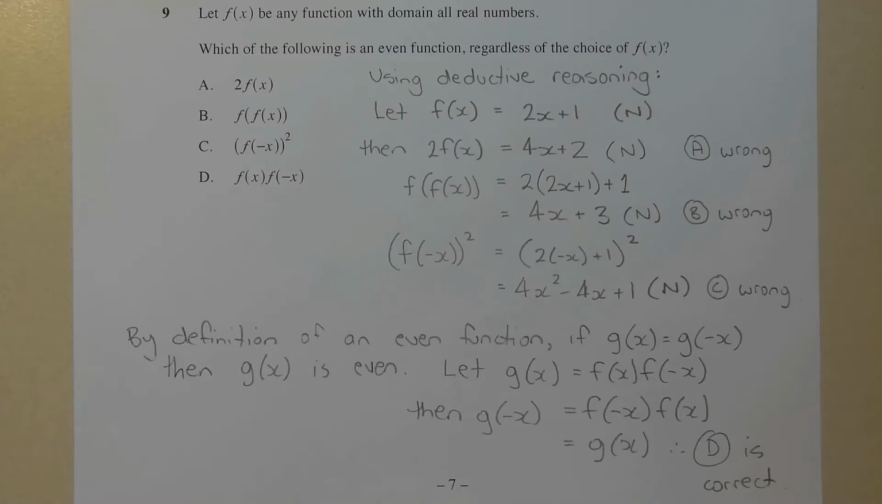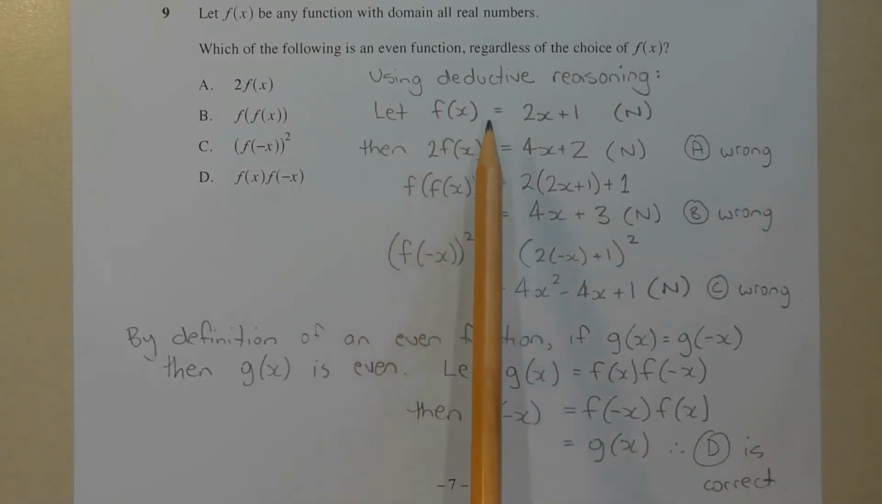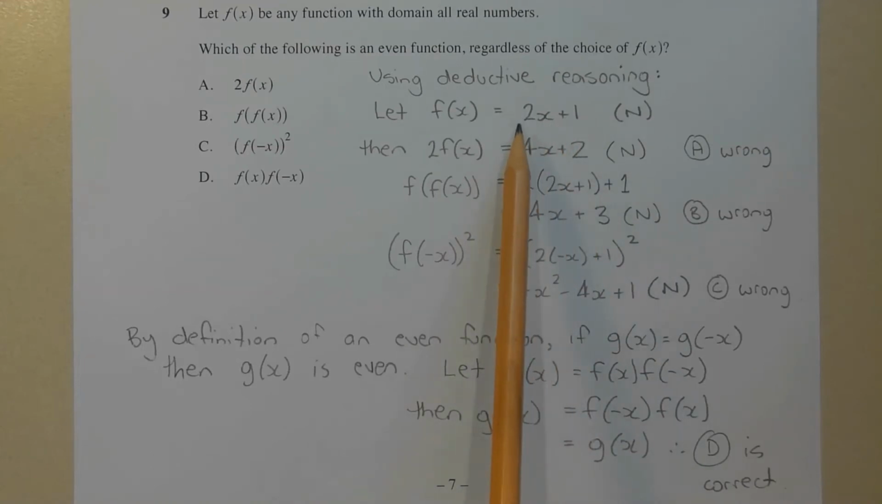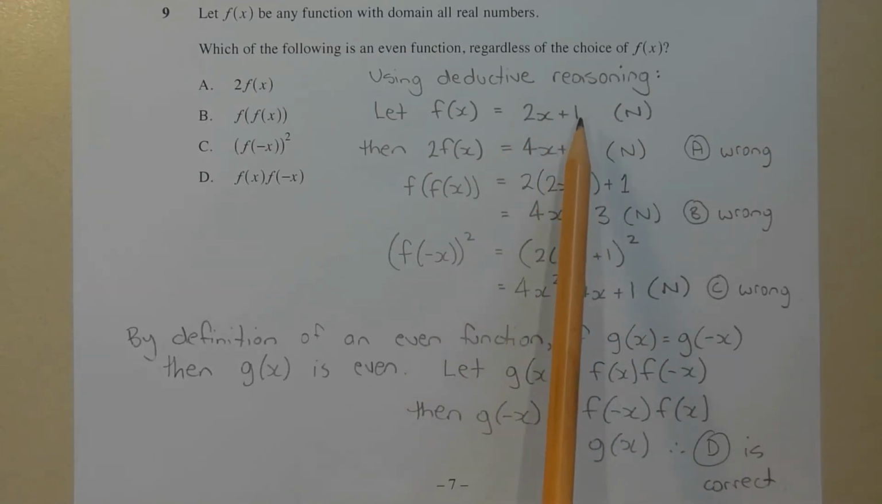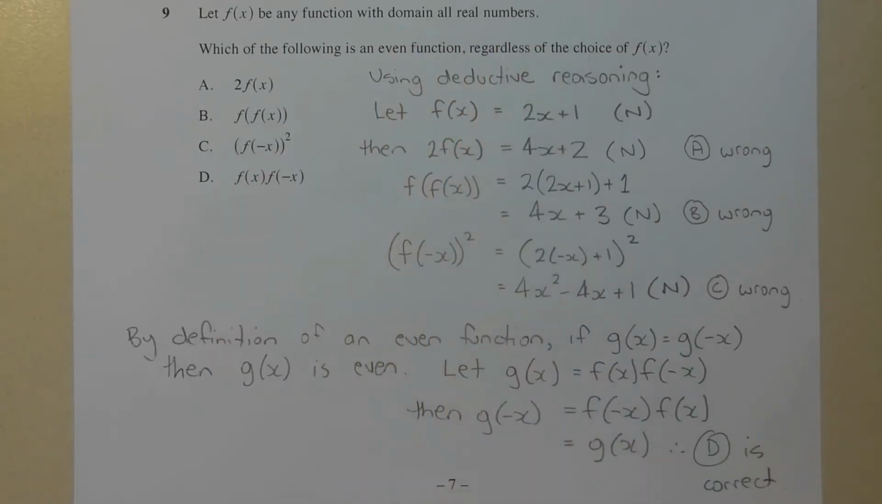And in the second way, I'm going to use the definition of an even function. Select what I think is the correct answer by inspection out of the 4 options presented, and then test that option using the definition to ensure that that option is in fact correct. So using deductive reasoning, I'm going to let f of x equal 2x plus 1. So a simple linear function, gradient 2, y-intercept 1, and it's defined for all real numbers of x.